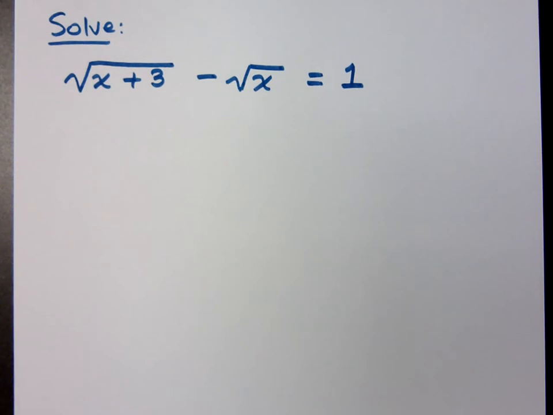All right, one last problem. This is exciting. I've got two radicals. Go ahead, but we're going to do this anyway. Okay.